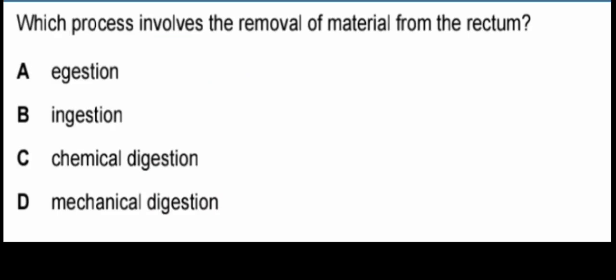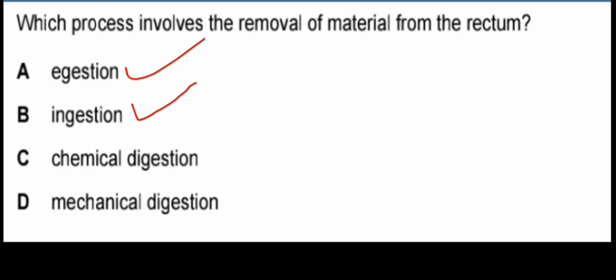The next question. Which process involves the removal of material from the rectum? So we have A, which is egestion, B, which is ingestion, C, chemical digestion, D, mechanical digestion. So in talk of egestion, it is the removal of material from the rectum. Then when talk of ingestion, this one, it is the intake of the food into the buccal cavity.